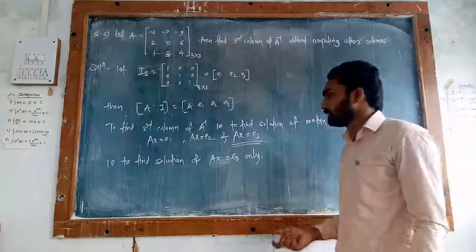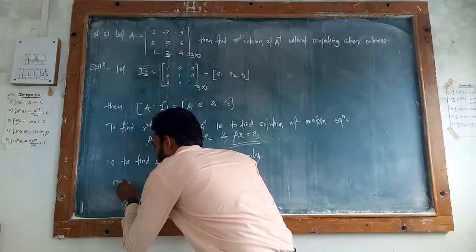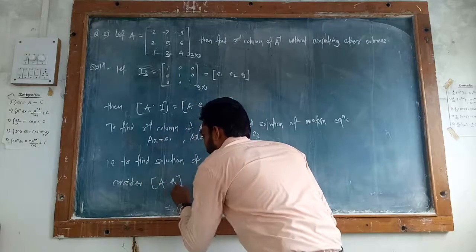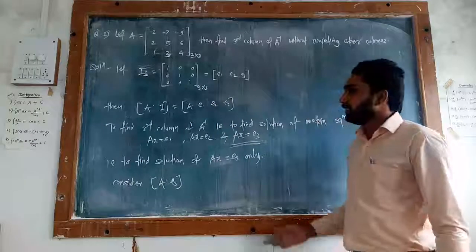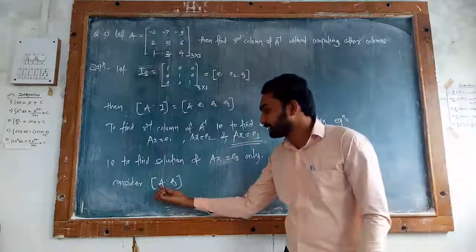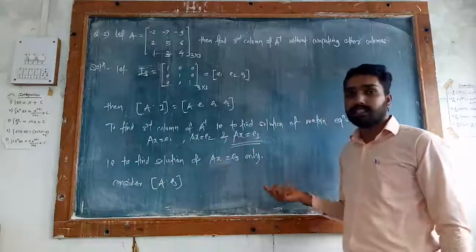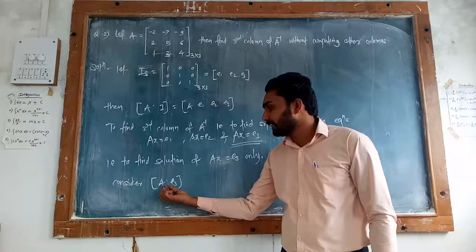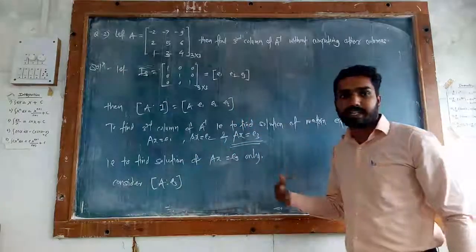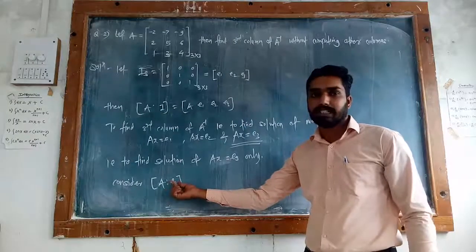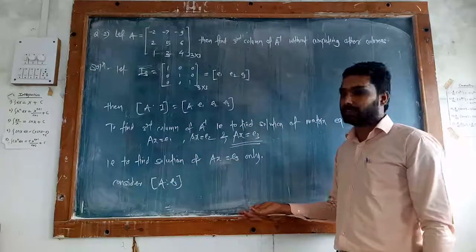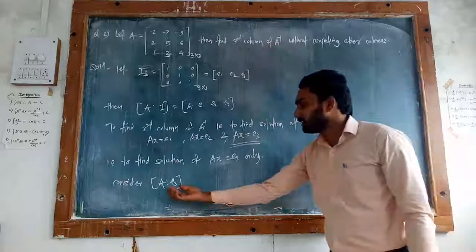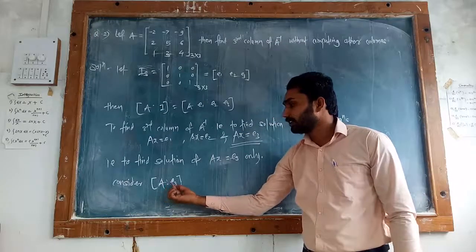So now how to find the solution? For this we want to consider the augmented matrix A E. In the previous example, we considered the augmented matrix A I. Here we have to find only the third column of the A inverse matrix, so for this we consider the augmented matrix A dot E3. If we have to find the second column, consider A dot E2. And if we have to find the first column of A inverse, we consider A dot E1. So here we have to find the third column.